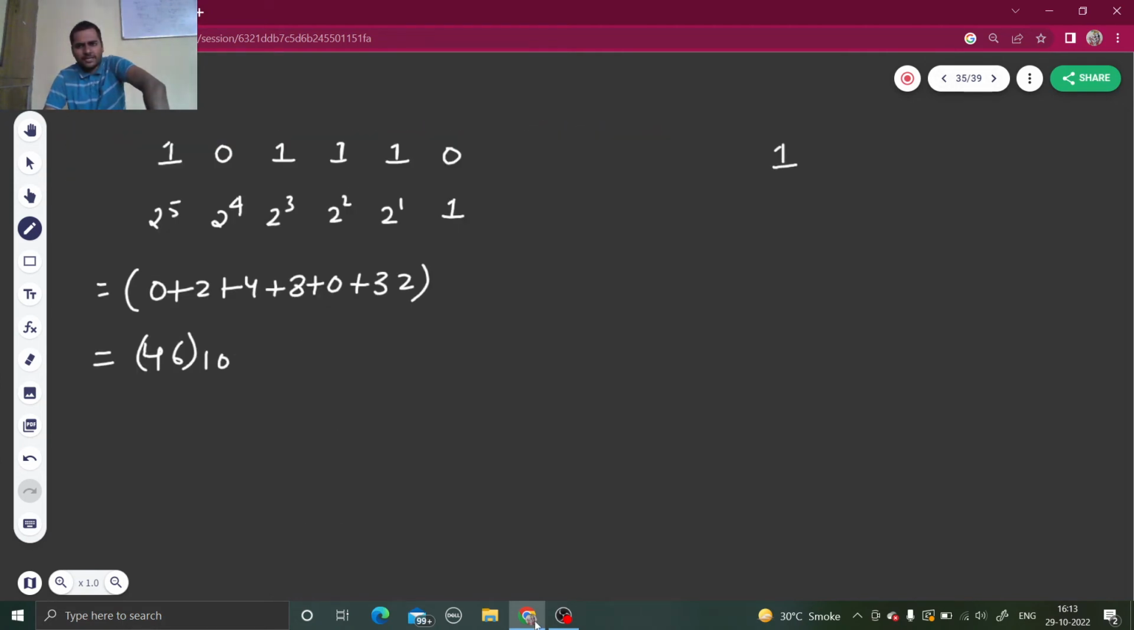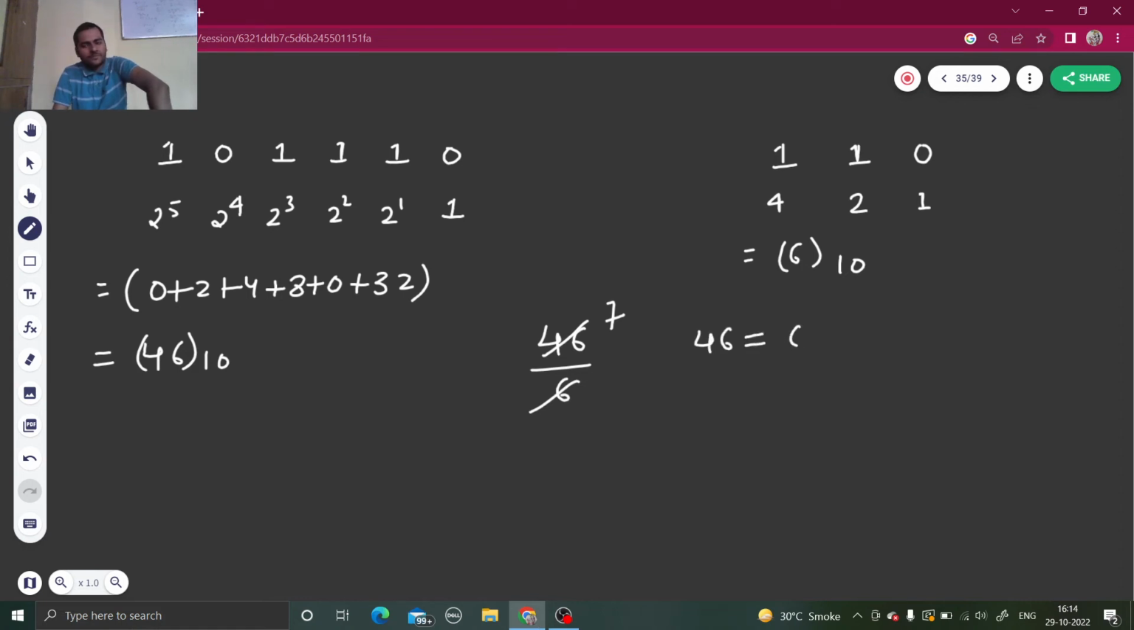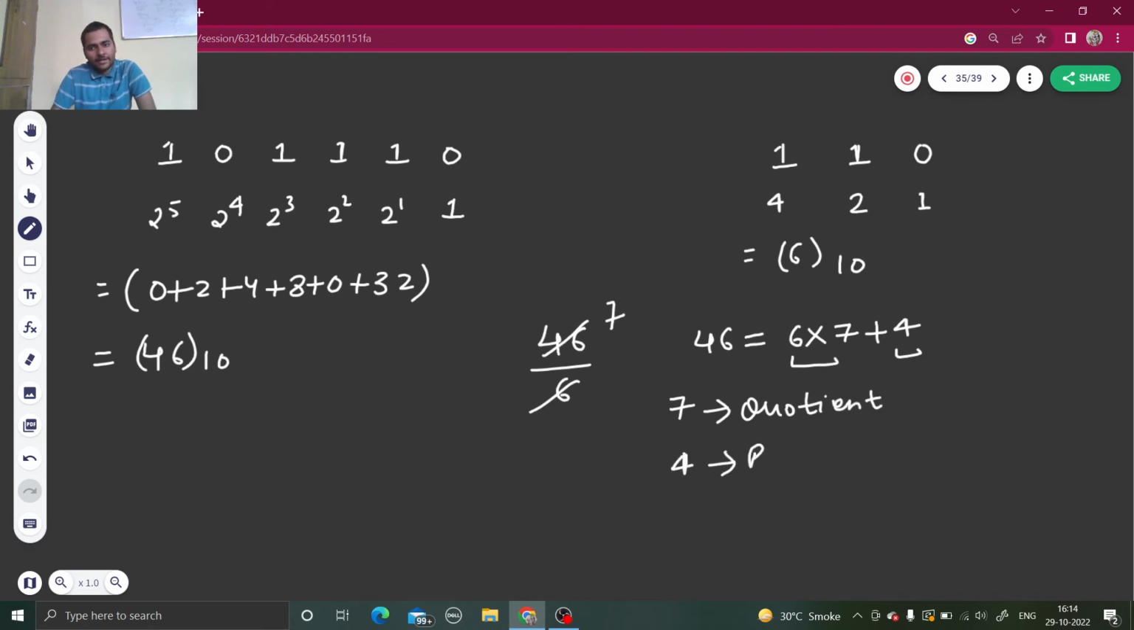It is quite easy to convert that into decimal. 110: this is 1, this is 2, this is 4. So you are getting 4 plus 2, which is 6, and this 6 is to the base 10. Now the division is quite easy. You just have to divide 46 by 6. 6 into 7 is 42, so 7 is what you are getting. You can also write 46 like this: 6 into 7 plus 4. This is 42, and this is 4. So this gives you 7 as your quotient and 4 as your remainder.